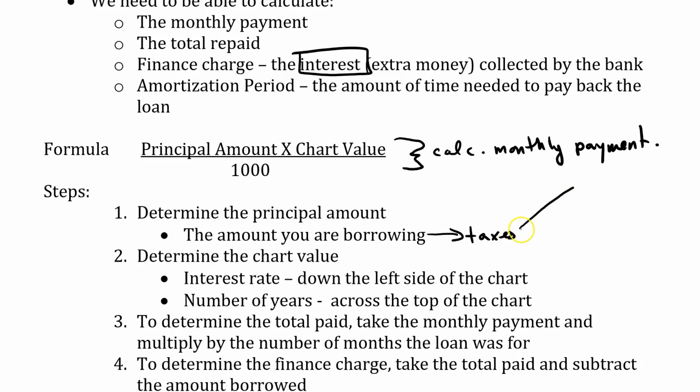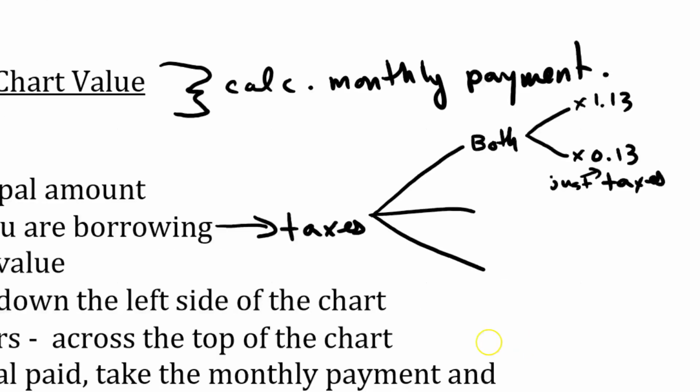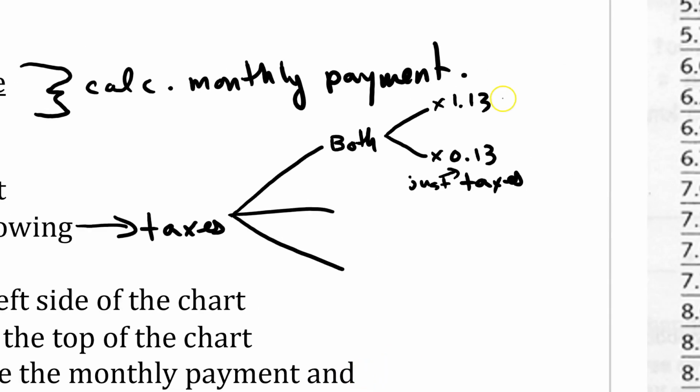There are lots of different ways that we can calculate taxes. If it's both GST and PST, we can either multiply by 1.13 or we can multiply by 0.13. Now this one right here gives you just taxes. And this one, let me zoom in here a little bit. This is total plus taxes.